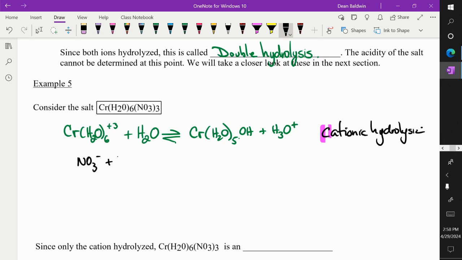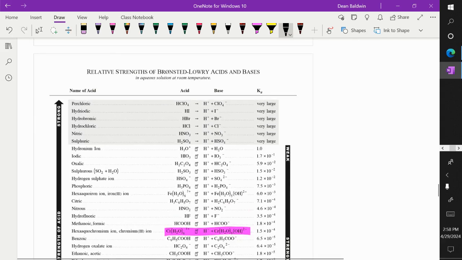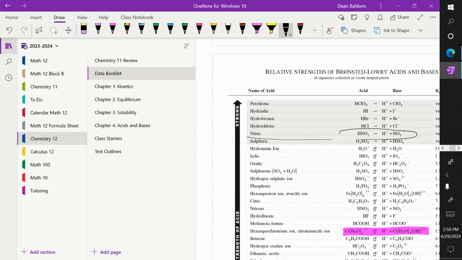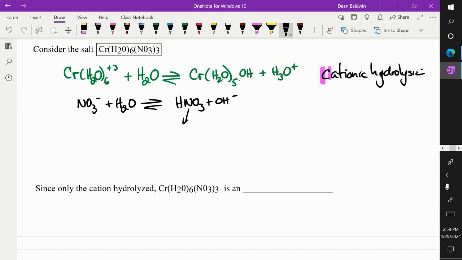If we react that with water, this goes to the question that you had on your test, the quiz. We get that. What's the problem with that? Yeah, nitric acid. It's right there. It's a strong acid. So it doesn't form. That's why we didn't need to worry about the nitric. So this is a no because strong acid. Therefore, this is an acidic salt.